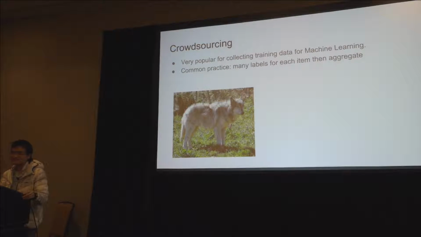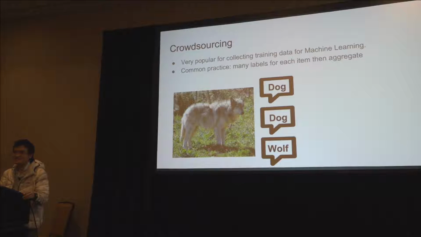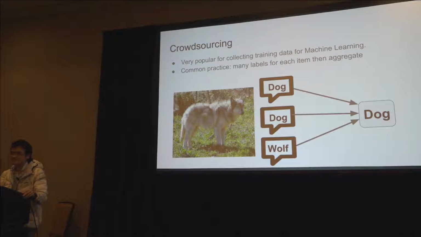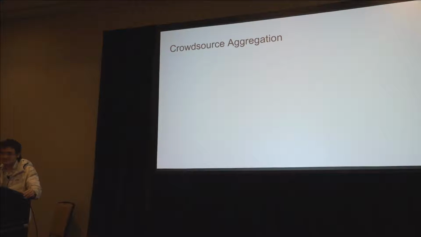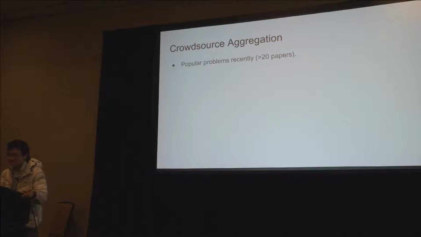This is a fun example. For this picture, let's assume we have 3 labels from 3 crowd workers. If we just use majority voting, then the aggregated label is just a dog. The crowdsourcing aggregation problem is a very popular problem in machine learning, and recently I know of at least 20 papers and probably more than that on this problem.